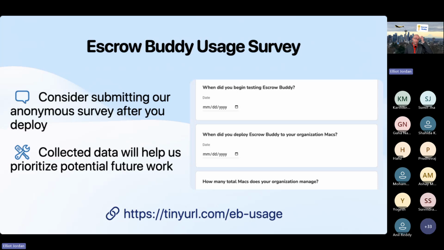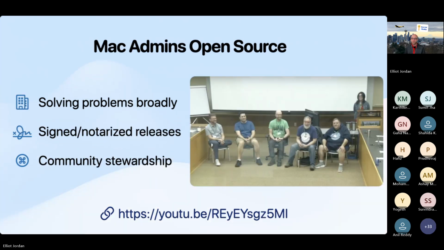If you have already deployed Escrow Buddy, excellent, thank you. And if you're considering doing it soon, I would encourage you to submit the Escrow Buddy usage survey. This is just a quick few questions survey on Google Forms, totally anonymous. You don't have to share anything that you don't want to. But this helps my team gauge how many people are using Escrow Buddy in the field and how much we should prioritize ongoing work and communication and bug fixes and things like that. So it should only take 2 or 3 minutes. I would definitely encourage you to fill that out.